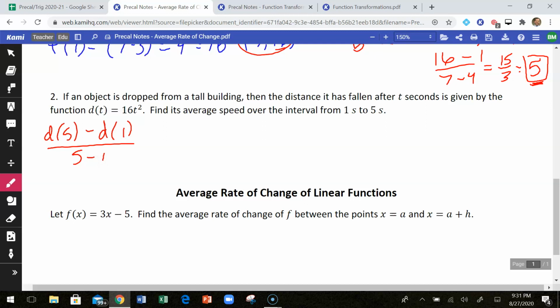Okay, so it's just average rate of change. The y values at those times, which are the distances in this case, the difference in those y values over the difference in those x values, which is our time in this case. So what I need to do is figure out what d of 5 is. So I need to do 16 times 5 squared.